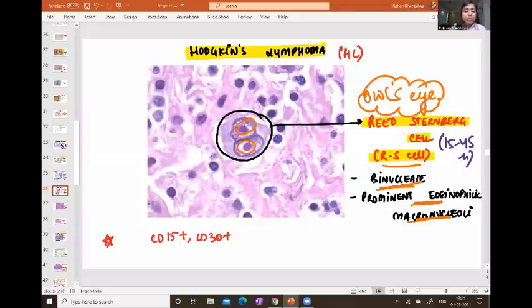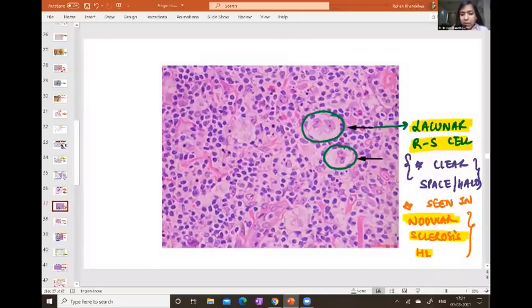Please remember. And take home point from here, another thing is that these cells are CD15, CD30 positive most of the time. What are the markers for RS cell? CD15, CD30 positive. Now, there are certain variants of Reed-Sternberg cells which are also present, right? For example, in this image, can you people see that there is a clear space around this RS cell? You can see a binucleate cell, prominent nucleoli, but there is a clear space around that cell. That is called a lacunar RS cell.